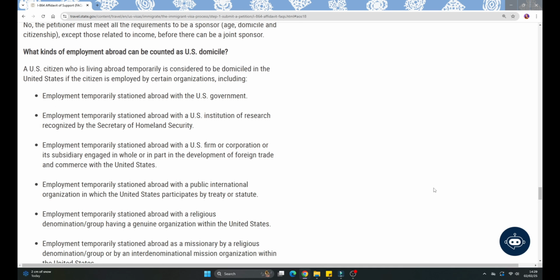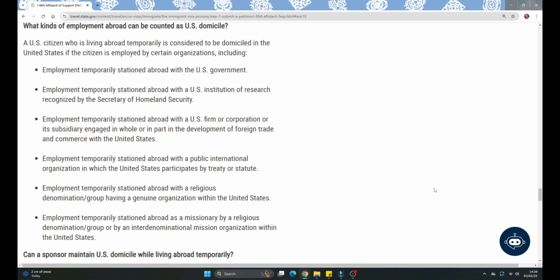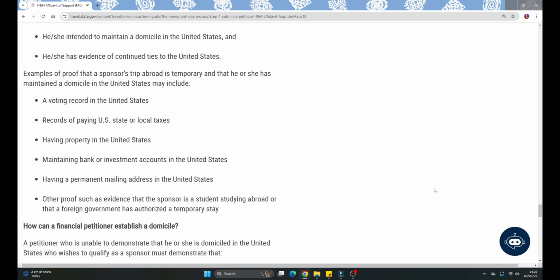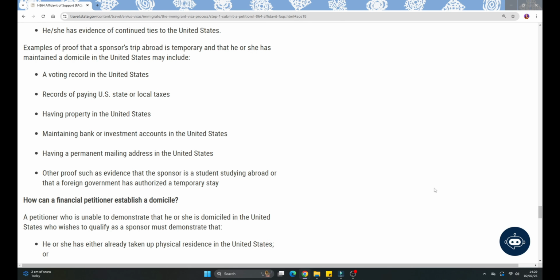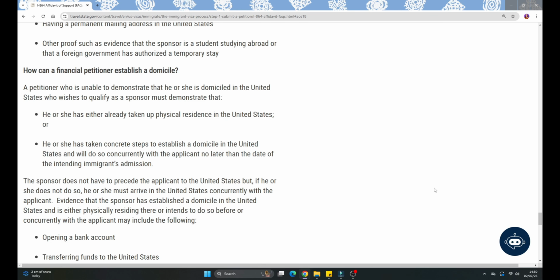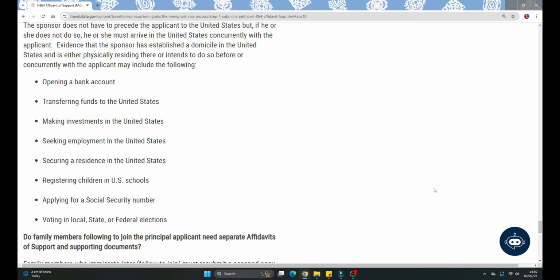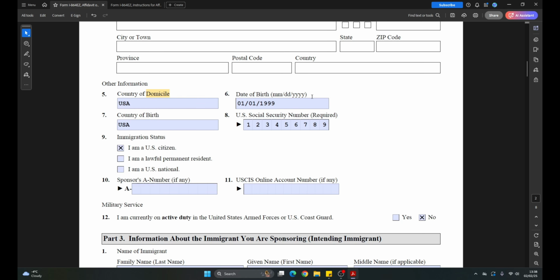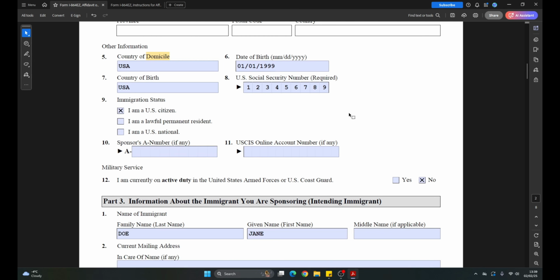And as you can see, even if you are the kind of sponsor petitioner who has not lived in the United States for quite some time, you can still prove that you are domiciled in the US by providing one of the following evidences. Next, provide your date of birth, country of birth, and US Social Security number, and your current status. You must show if you are a citizen, permanent resident, or a national. You will need to provide evidence of one of these.